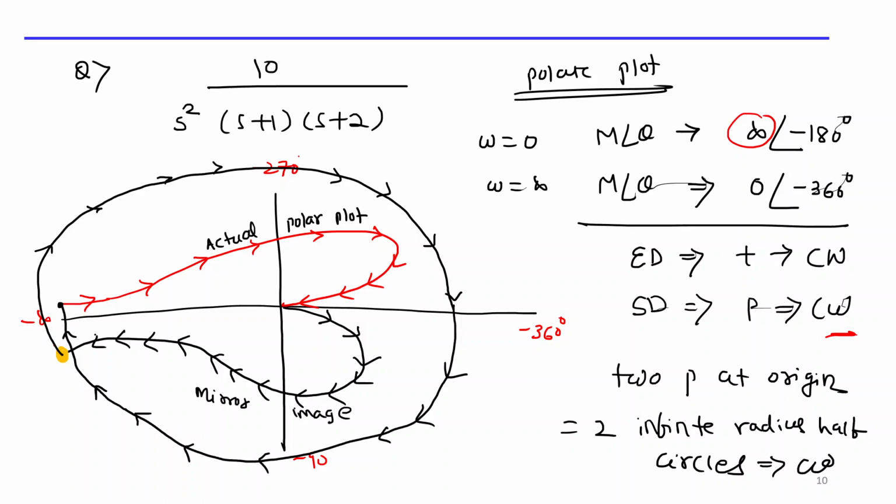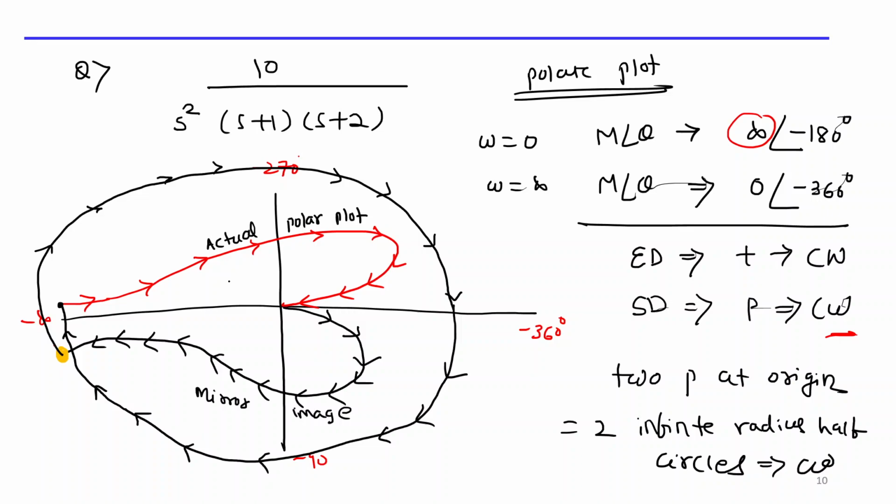Okay, you understand how this polar plot will be? Yes. Now the question is that for this question, find out the number of right hand side poles. But infinite radius will be present only when the poles at origin are there. Yes, yeah.